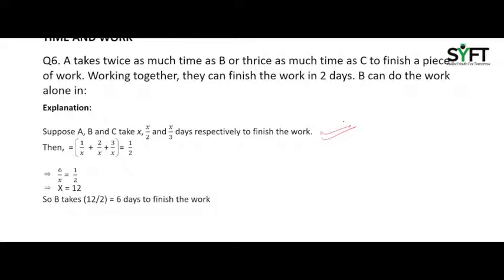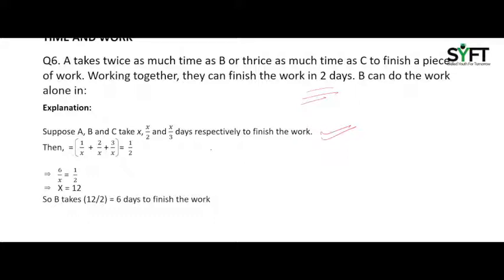Okay. So you can add together 1 by x plus 2 by x plus 3 by x is equal to half, because they can finish the work in 2 days. It is given. So if you add, the result will be 1 by 2. So we have to solve.